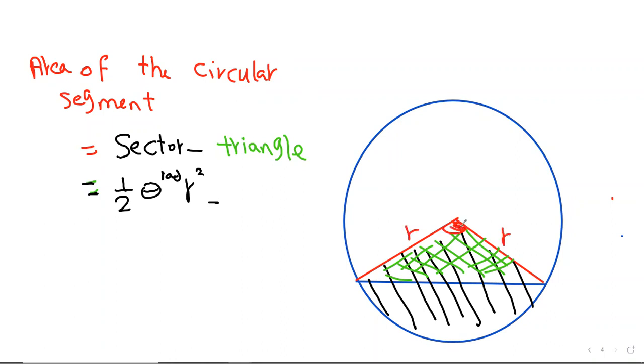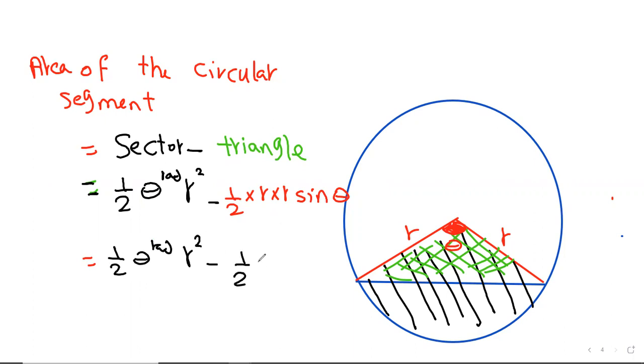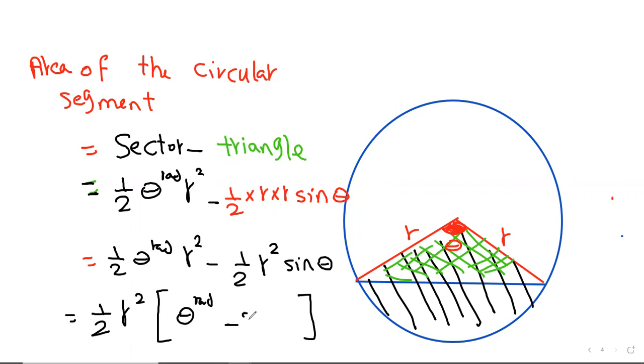And here this angle is theta. So we can say it's half multiplied by r, multiplied by r, and then sine the angle included between them, sine theta. So we can tidy it up. It's half theta radian r squared minus half r squared sine theta. We can take half r squared as a factor. So it's half r squared, then you are left with theta radian minus sine theta.